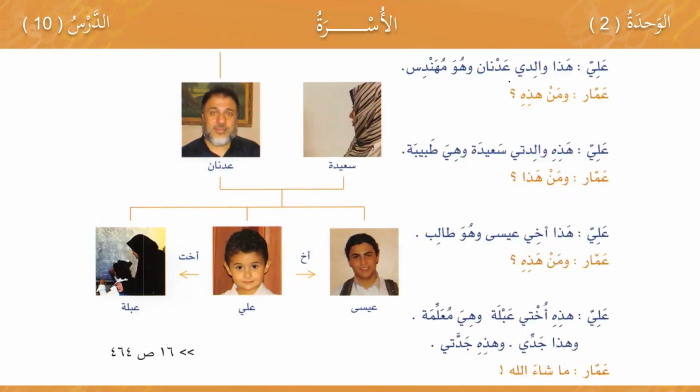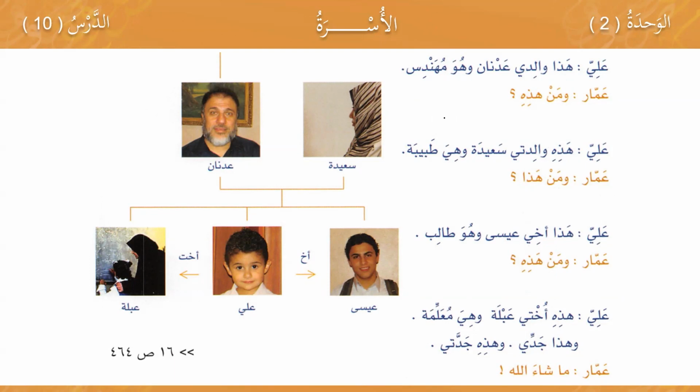علي هذا والدي عدنان وهو مهندس. عمار ومن هذه؟ علي هذه والدتي سعيدة وهي طبيبة. عمار ومن هذا؟ علي هذا أخي عيسى وهو طالب. عمار ومن هذه؟ علي هذه أختي عبلة وهي معلمة. وهذا جدي وهذه جدتي. عمار ما شاء الله.